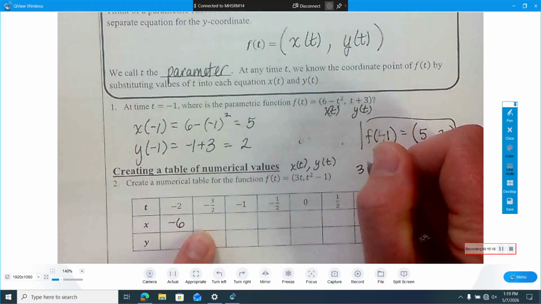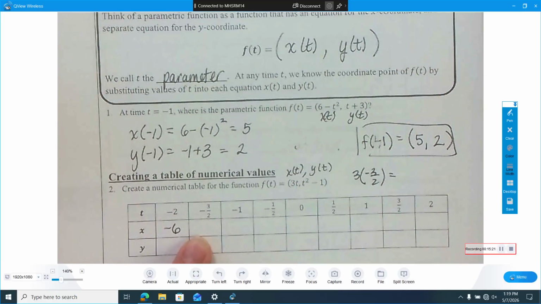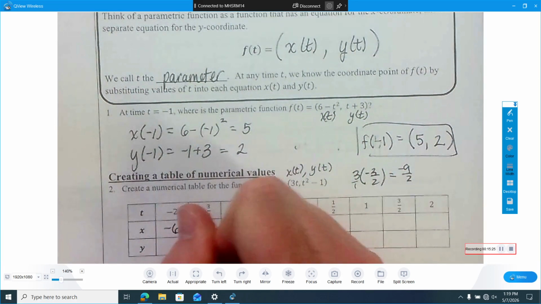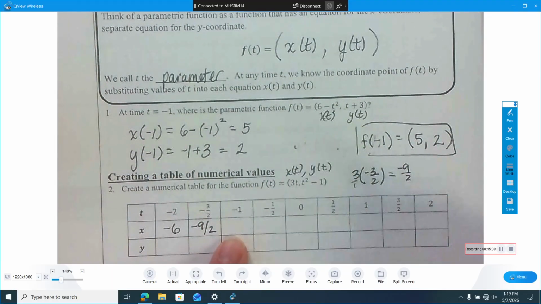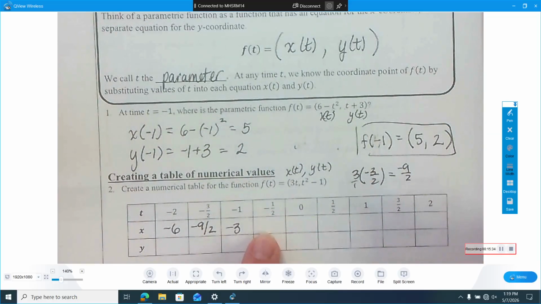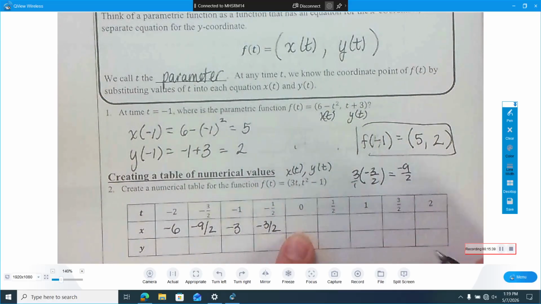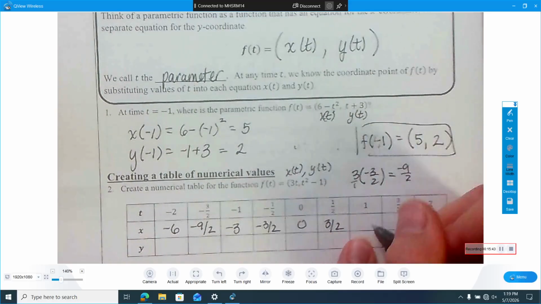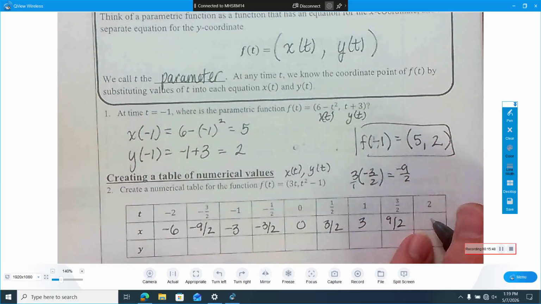What is 3 times -3 halves? -9 halves. You go straight across. All right, straight across. 3 times -1? -3. What's 3 times -1/2? -3 halves. Very good. 3 times 0? 0. 3 times 1/2? 3 halves. 3 times 1? 3. 3 times 3 halves? 9 halves. And 3 times 2? 6.